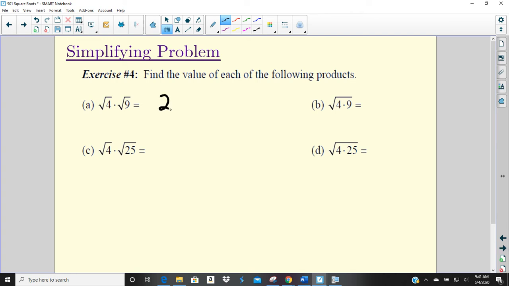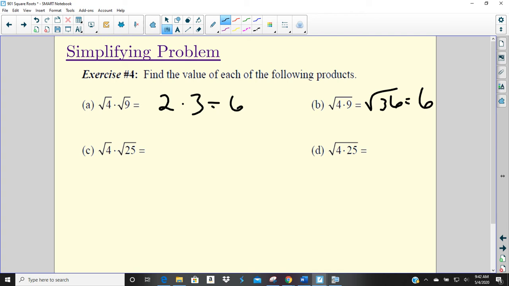Square root of 4 is 2. Square root of 9 is 3. That equals 6. Let's do it together. Square root of 4 times 9, we do the math first. So we do 36. Square root of 36 is 6. So they are the same answer.